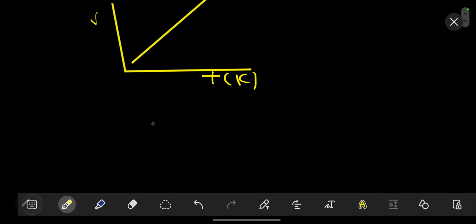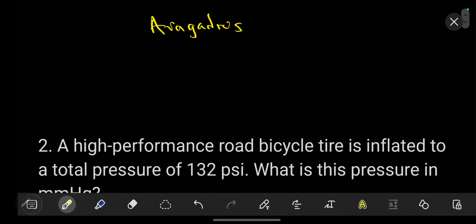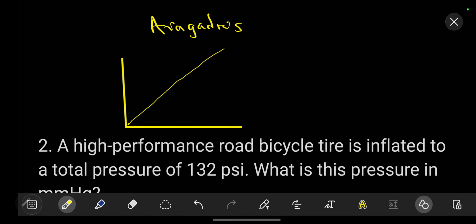When we look at Avogadro's, we are going to have a graph that looks like this. So it will be a straight line like that as well. Why like this? Simply because as long as the number of moles increases, we expect a rise in the volume.